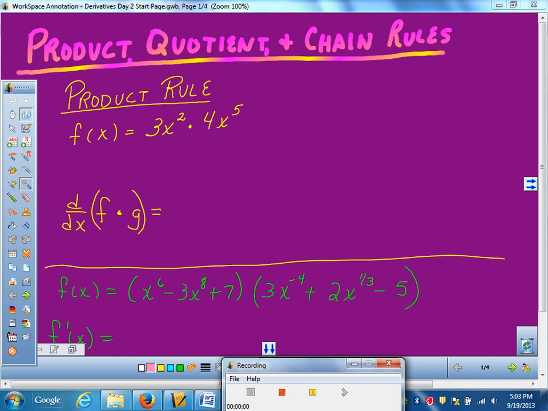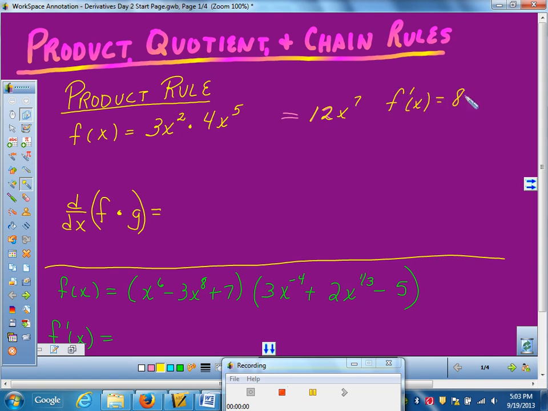To give you a little reminder of why we need them: in this first problem, I have two simple quantities being multiplied, 3x squared times 4x to the fifth. And yes, we could just multiply them very quickly, which would give us 12x to the seventh, and then do the power rule on them, which would definitely be the fastest and most efficient way.